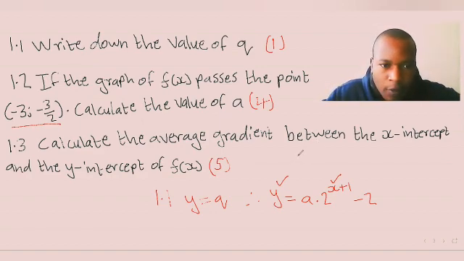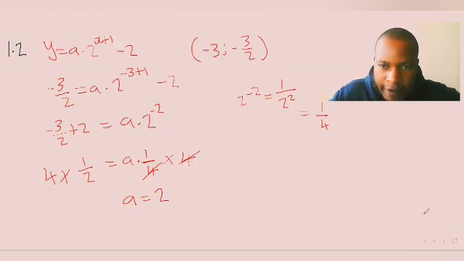Now 1.3 wants us to calculate the average gradient between the x-intercept and the y-intercept of f of x. Remember that the x-intercept will give you a point, the y-intercept will also give you a point, and you need to find the average gradient between those 2 points. So let's firstly find the x and the y-intercept.